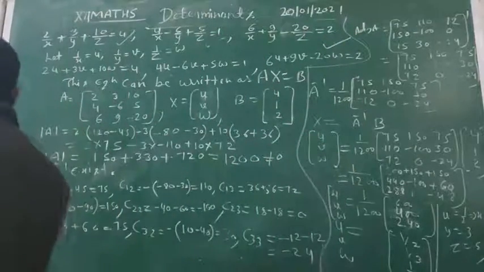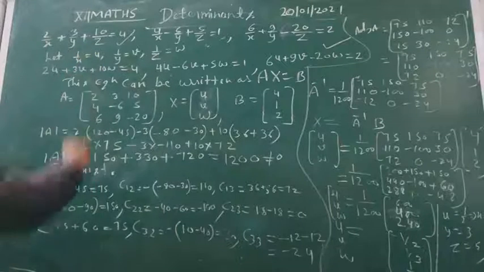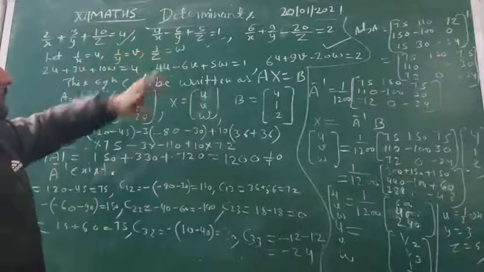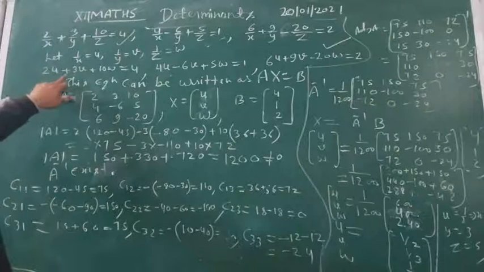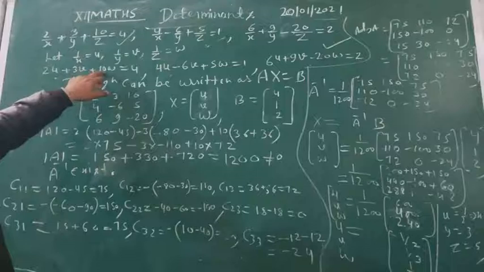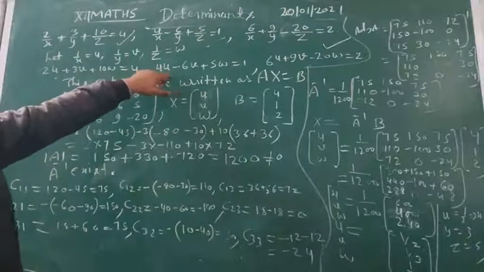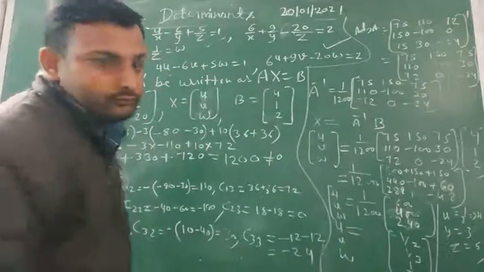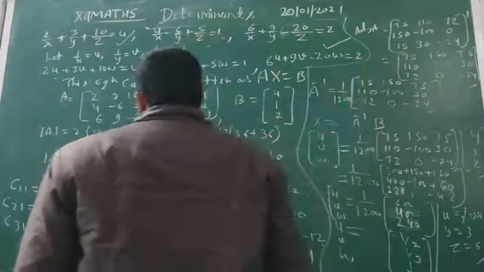First of all, we have supposed that 1/x is equal to u, 1/y is equal to v, and 1/z is equal to w. So we can write 2u + 3v + 10w = 4, and 4u - 6v + 5w = 1. And this is 6u + 9v - 20w = 2.